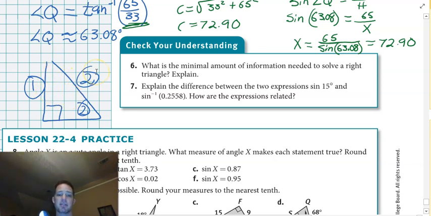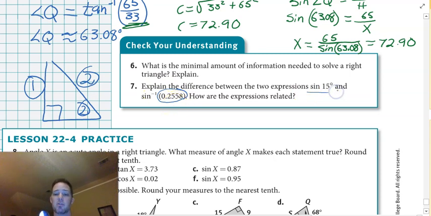For number 7, it says explain the difference between the two expressions, sine of 15 degrees and sine inverse of 0.2558. One allows you to solve for a side of a triangle in relation to a 15-degree angle. It's relating the opposite. It's the ratio of the opposite and hypotenuse sides. This allows you to solve for an angle given that the ratio of the opposite and hypotenuse sides is 0.2558.